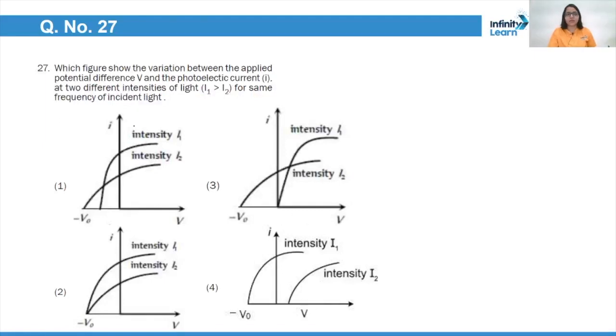Question number 27. Which of the following variation between the applied potential difference and photoelectric current at two different intensities of light, I1 greater than I2, for the same frequency of incident light is? So V naught will be independent of intensity, so it will be the same for I1 and I2, but I is directly proportional to intensity. So over here, I1 will be greater than I2, right? So the correct answer will be option 2.